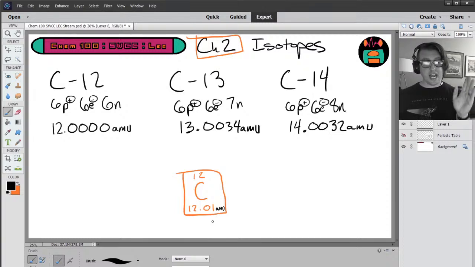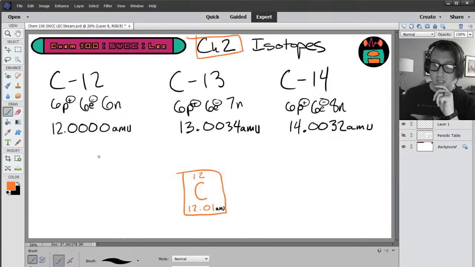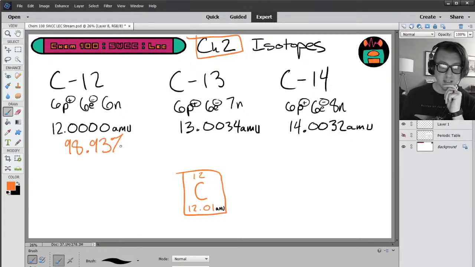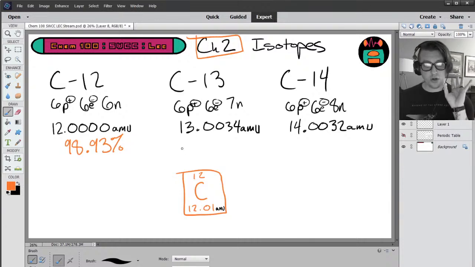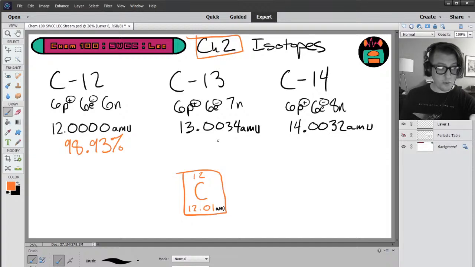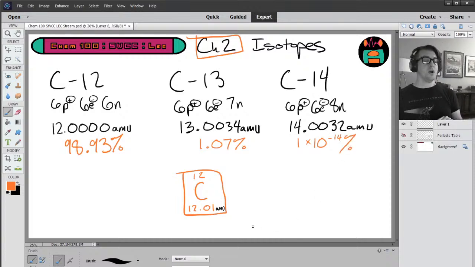Turns out these do not have a 33%, 33%, 33% natural abundance in nature. They actually occur naturally in different ratios. Carbon 12 is present: 98.93% of all carbon atoms are carbon 12. Of all the carbon atoms that occur in nature, 1.07% of them are carbon 13, the isotope. And 1 times 10 to the negative 14th percent of them are carbon 14.